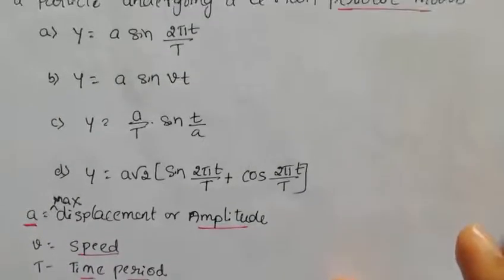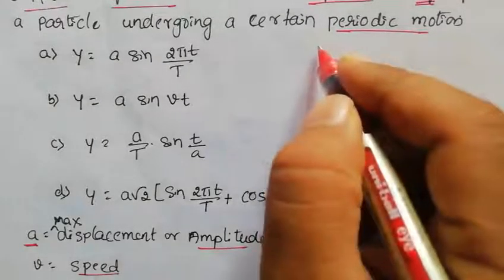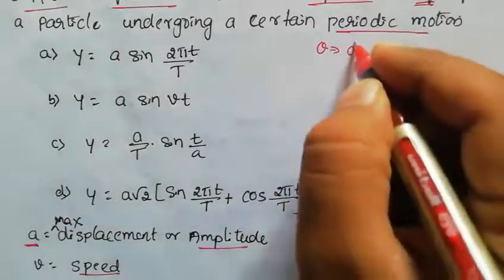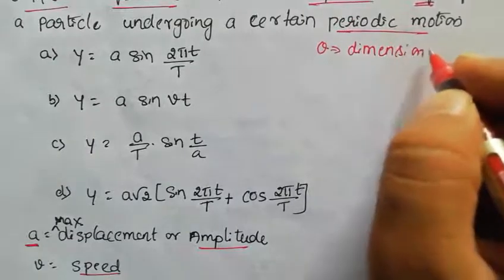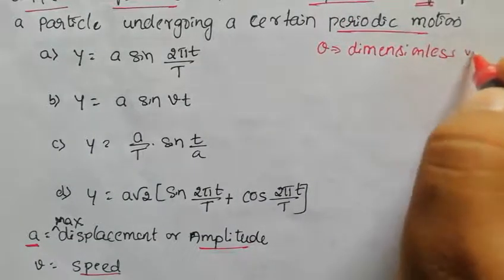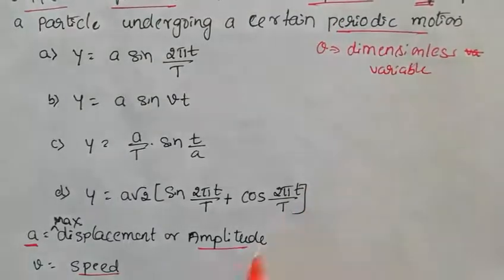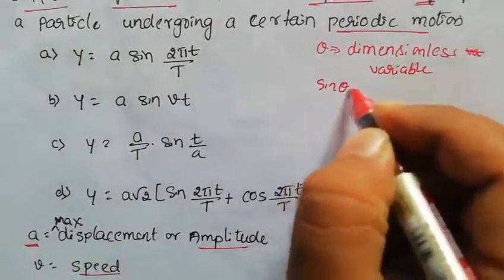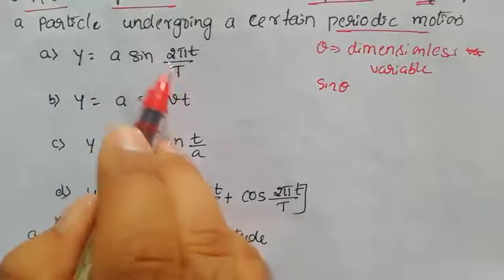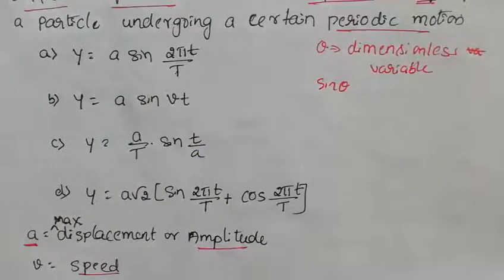Now the constants and variables are very important here. As we know, theta is a dimensionless variable. Here it is sine theta, where in the theta place 2 pi t by capital T is there. Its dimension should become 0. It should not possess any dimension, then this equation is correct.